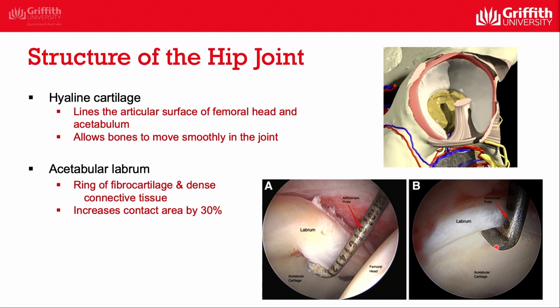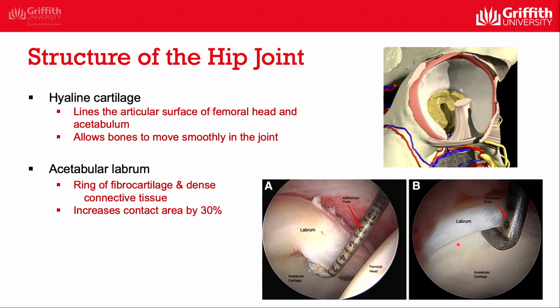If you look at this diagram, this is an arthroscope within the hip, you will see that this hyaline cartilage has a quite white appearance. And these are some of the properties of hyaline cartilage, with its high collagen fibers that give it the properties to allow smooth movement.